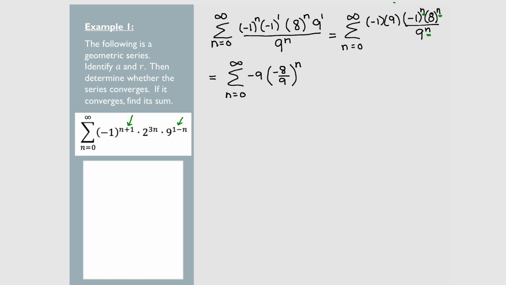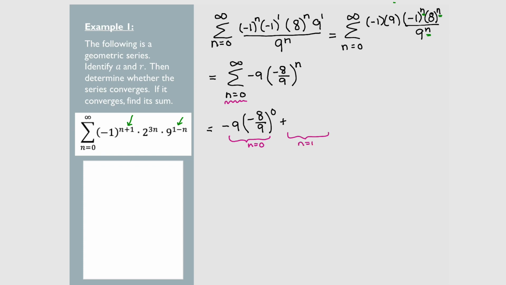Now, to actually get the terms A and R and identify what they are, I'm going to list out the terms of my series. And I'm going to start at the first term, which is when n is 0. And so when n is 0, I can see clearly that I have -9 times -8 over 9 to the 0th power. And this is when n is 0. This is my first term. And now I want to go to when n equals 1 and look at that term.